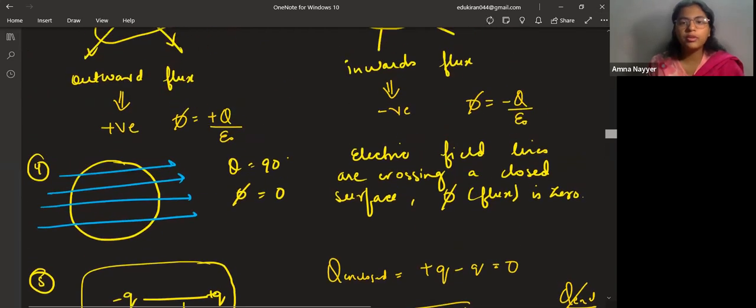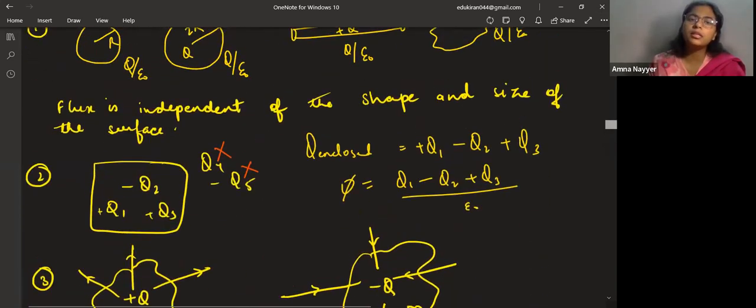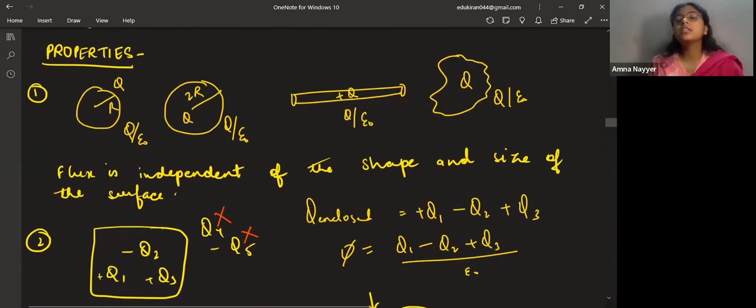Just note it down. Whichever property you're not able to understand, let me know. If a question comes only on Gauss law, only the theoretical part, you can mention the law, you can mention the properties, and you can mention its proof in the theory part if it comes. All right, note down the properties.